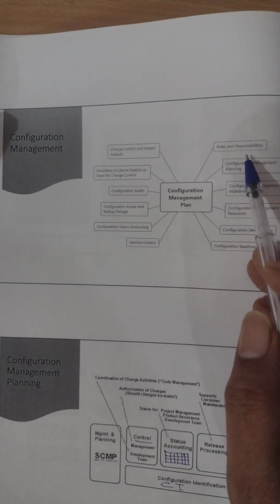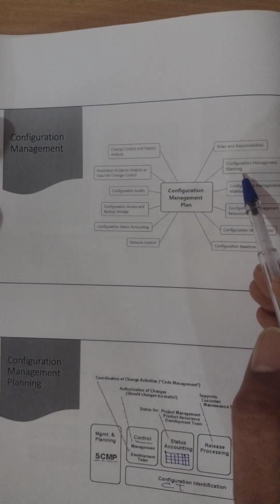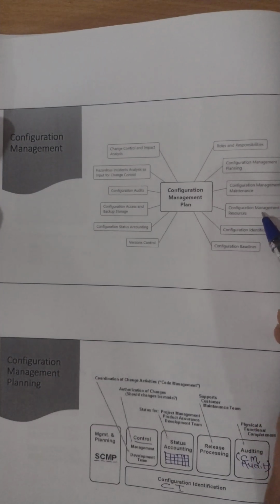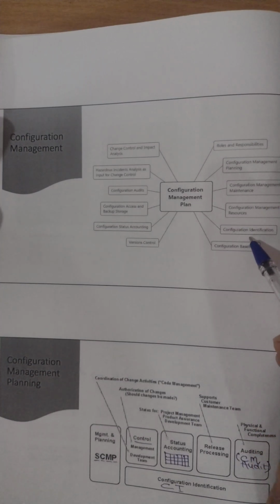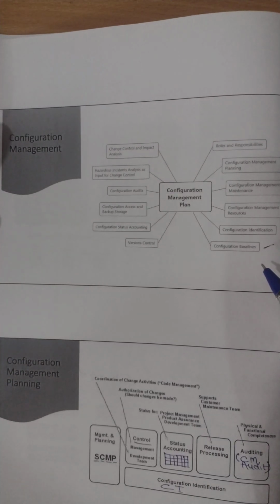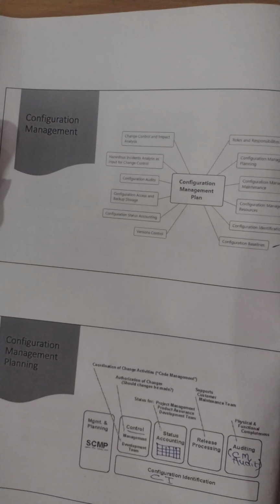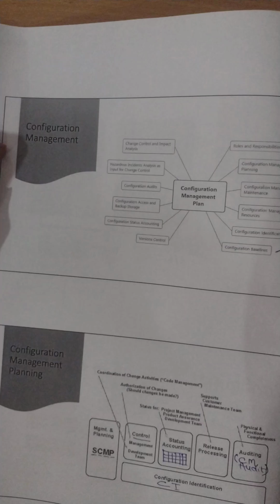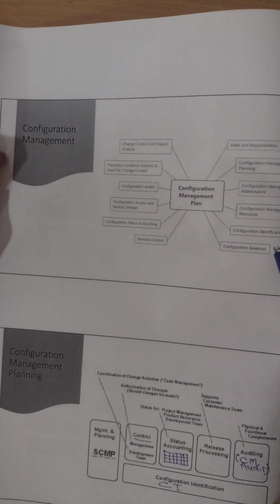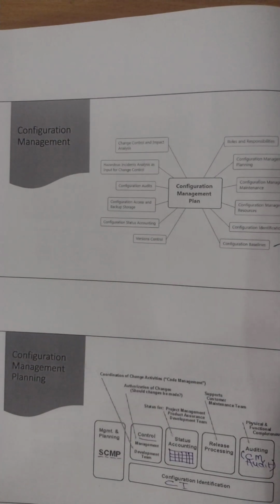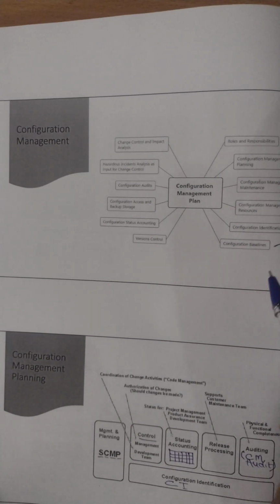Then we have the version control system in place, roles and responsibilities, configuration management planning, configuration management maintenance, configuration management resources, configuration identification, and configuration baseline. Baseline is where any artifact, any code, any deliverable is reviewed and the baseline is agreed upon, and after that we send it for delivery. So it includes all these things as part of configuration items.